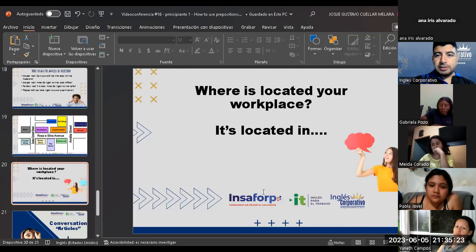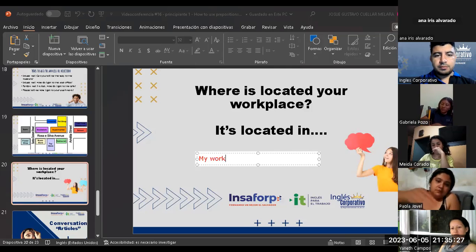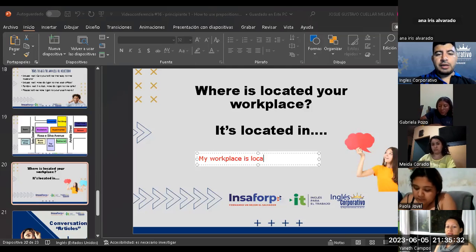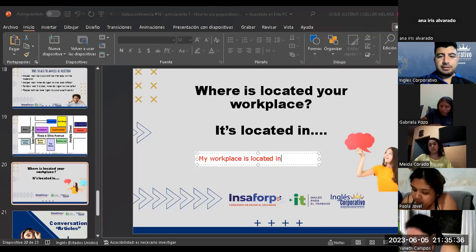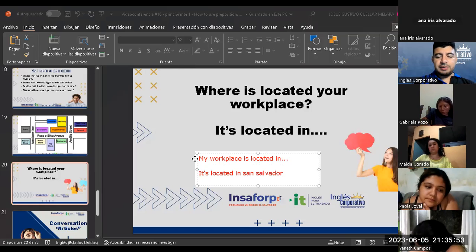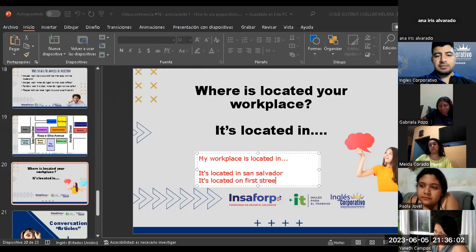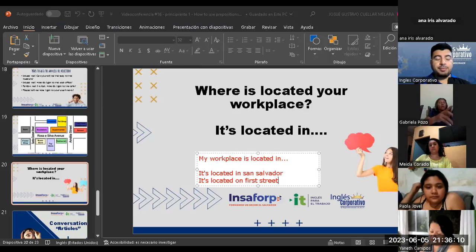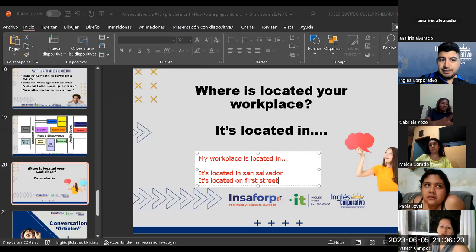Entonces pueden decir dos opciones. My workplace is located in, o simplemente pueden decir it's, porque estamos hablando del lugar de trabajo. It's located in, ¿verdad? Ustedes pueden mencionar in San Salvador, o pueden decir, it's located on First Street. Un ejemplo, ok, pueden mencionar la colonia, el municipio, la calle si ustedes gustan. O pueden decir, it's located next to Pollo Campero, next to Nevería, whatever. I need a reference. Necesito una referencia, ok.